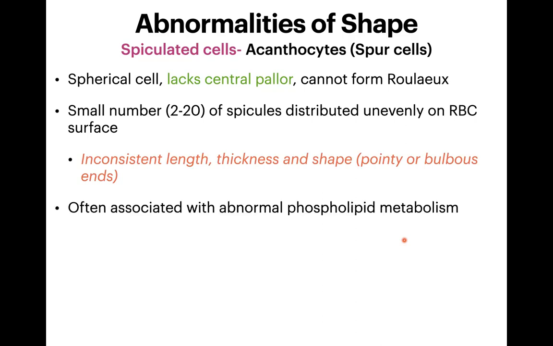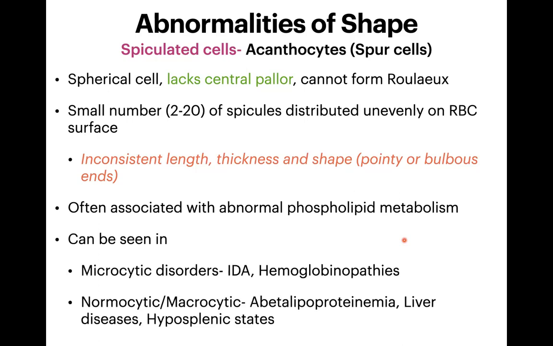So they are often associated with abnormal phospholipid metabolism. It is said that there is increased cholesterol in the membrane. This is a bit of technicality, but it is a nice thing to know actually. So there is increased cholesterol in the cell membrane, so the outer membrane is expanded. Because of that, these spicules are formed. So it's often found in conditions associated with lipid abnormalities, okay?